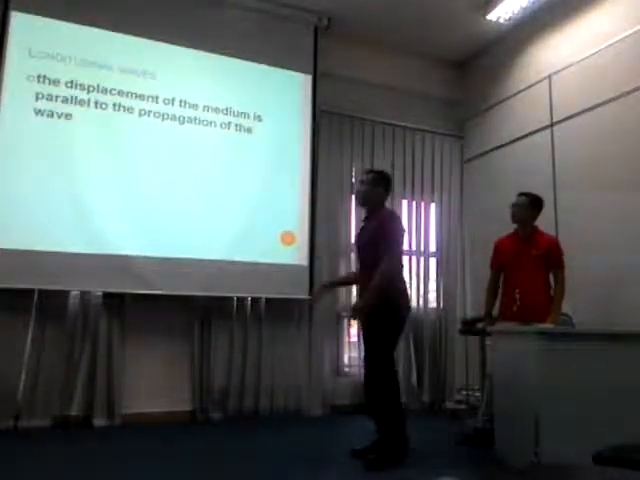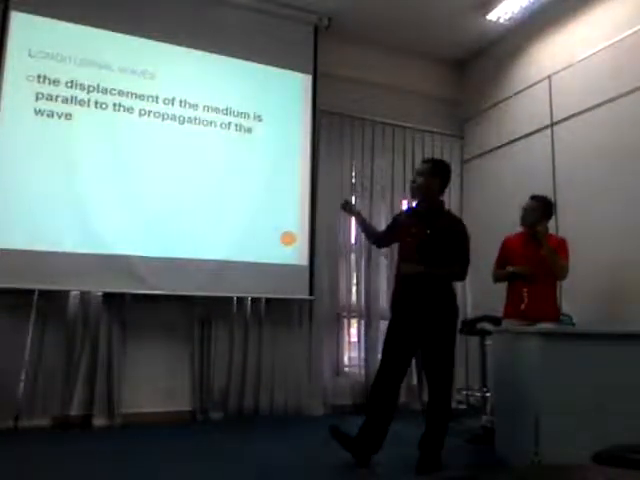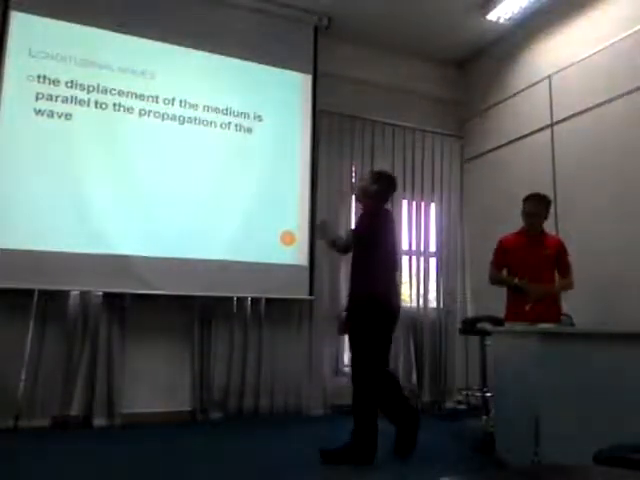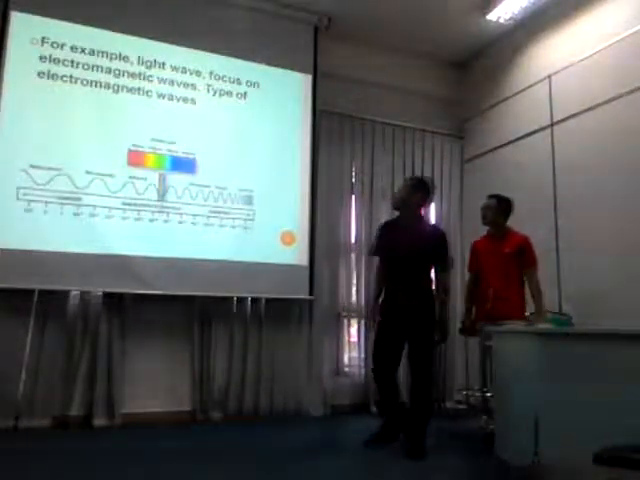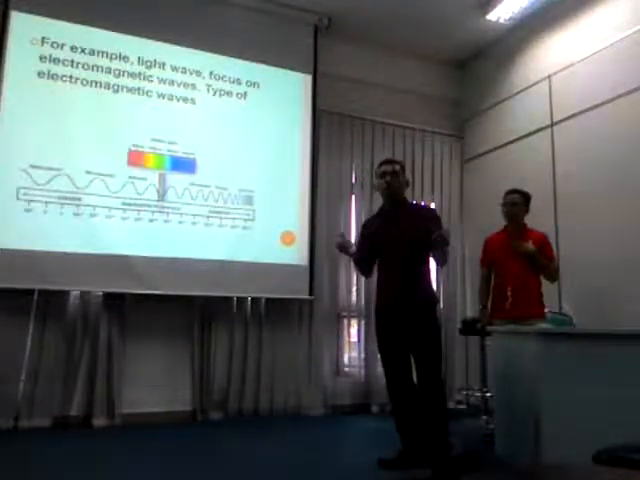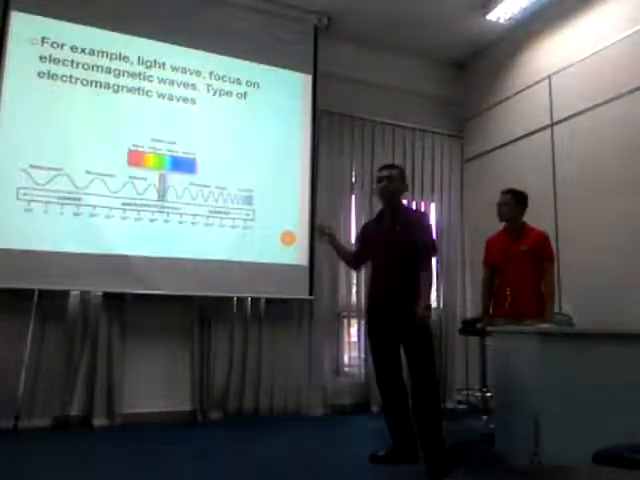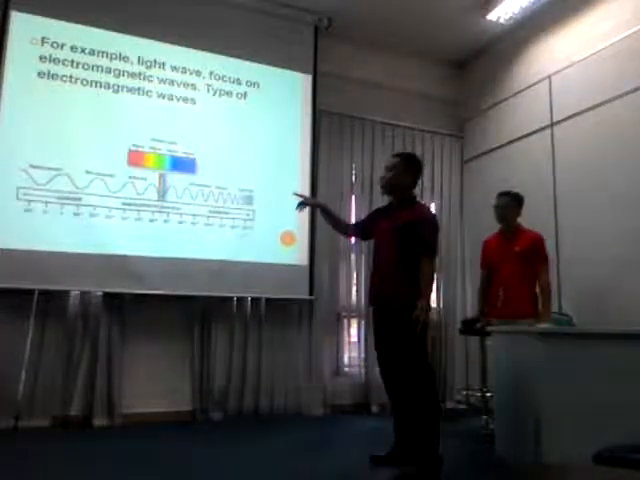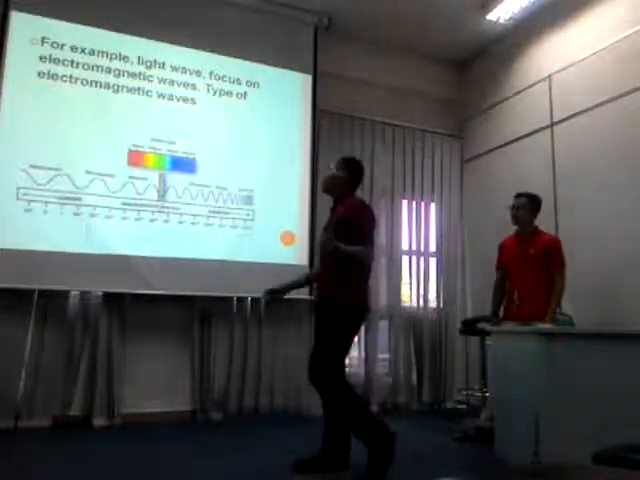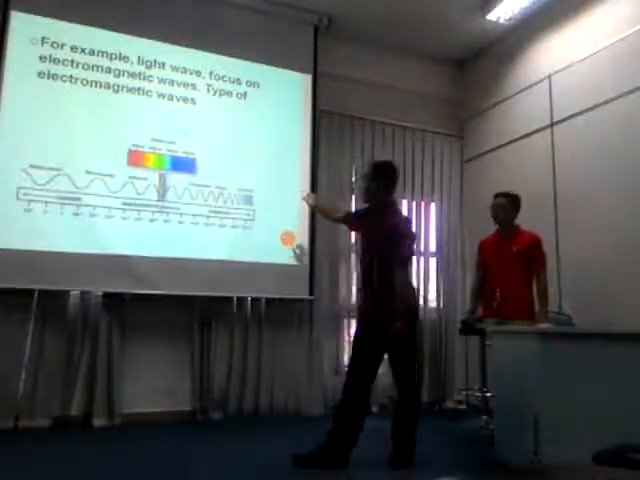Longitudinal wave: the displacement of the medium is parallel to the propagation of the wave. For example, a light wave. We focus on electromagnetic waves. Types of electromagnetic wave are radio wave, microwave, infrared, visible light, ultraviolet, X-ray, and gamma ray. These are different in wavelength. You can see radio waves have a long wavelength, but gamma rays have a short wavelength.